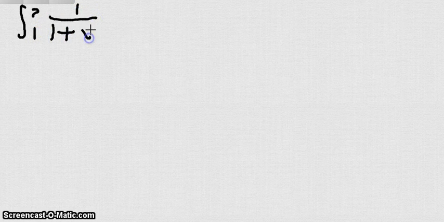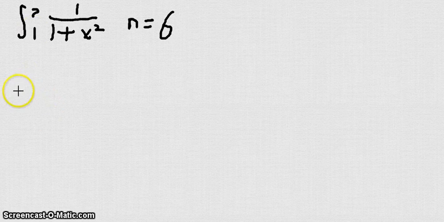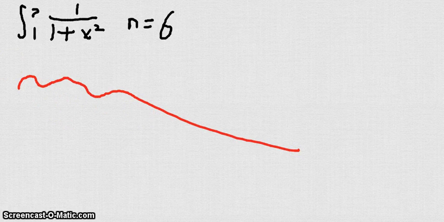To use Simpson's rule to approximate the value of the integral of 1 over 1 plus x squared between 7 and 1 with n value equals to 6. First, we need to get to know the concept of Simpson's rule. It is actually a method to approximate the short stretches of curves with parabola.